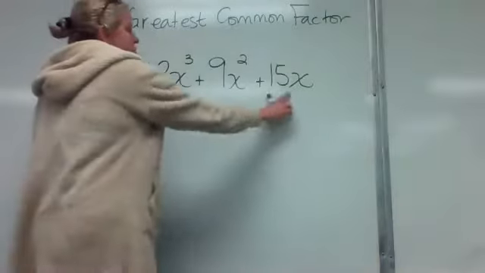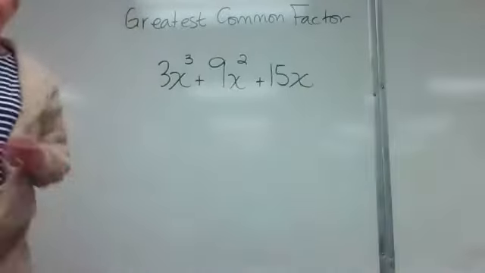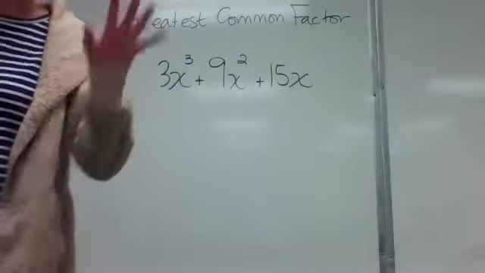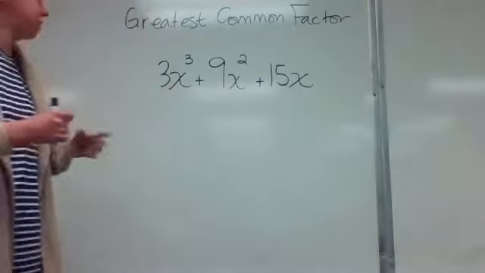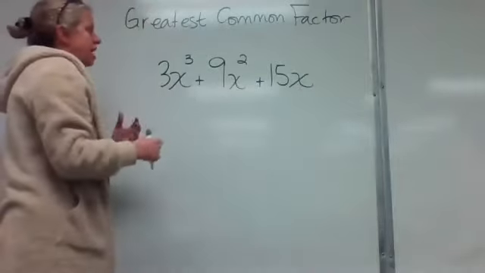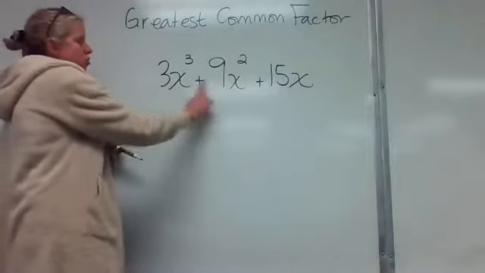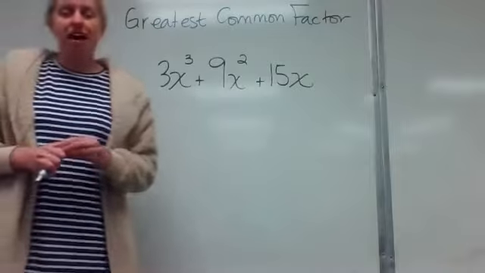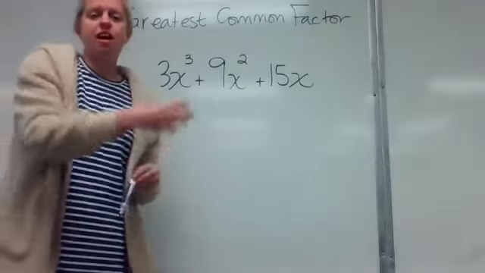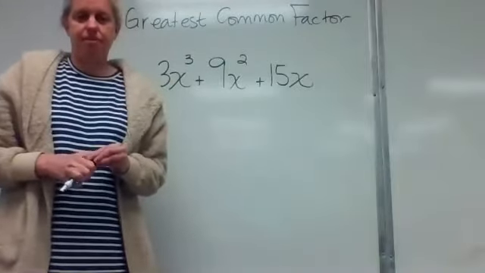Okay, this time I've got 3 terms. And I'm looking for what's in common with all 3 of them. So let's just take each thing separately. The number part and then the x part. So my numbers are 3, 9, and 15. I'm trying to find a number that they will all divide by evenly.